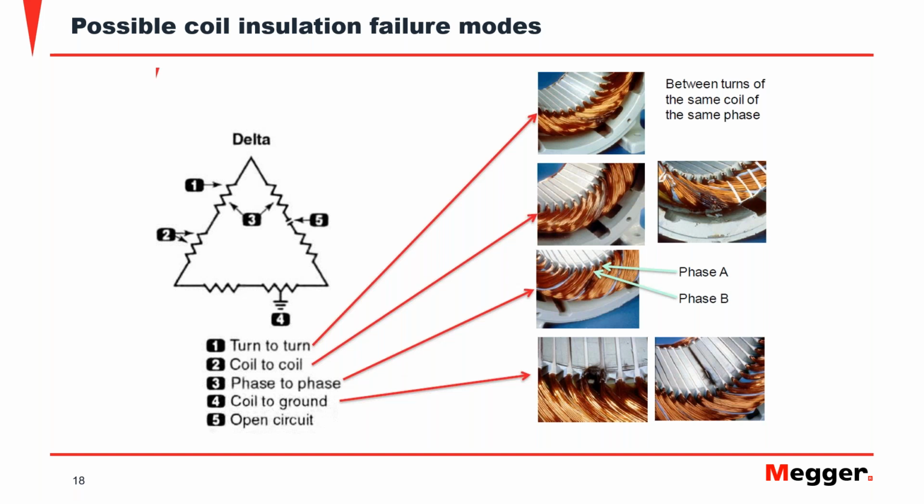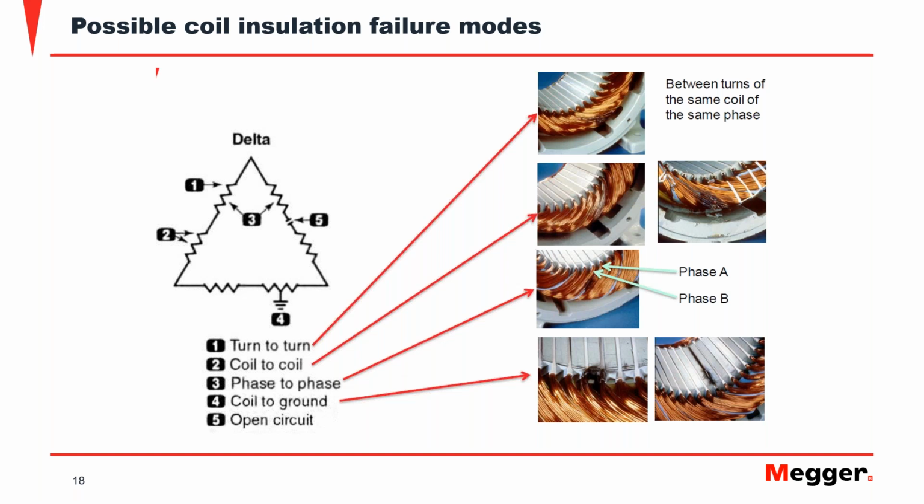Here we have these descriptions. You can find them. There's a lot of literature about this, and there's a lot of case studies out there that you can see, and you can find the different types of faults. But the main failure modes that we have are like I was describing: turn-to-turn, coil-to-coil, phase-to-phase, coil-to-ground, and sometimes you will have an open circuit.